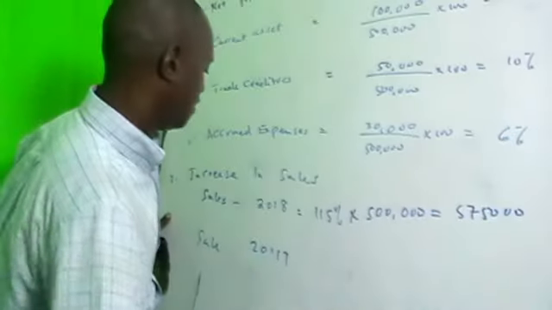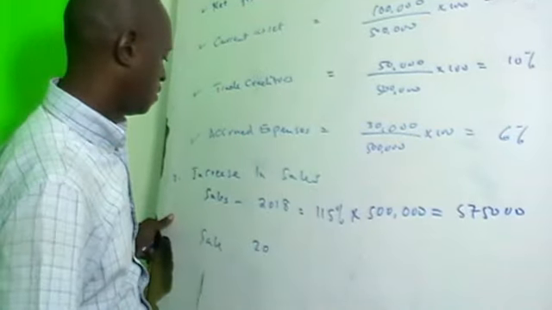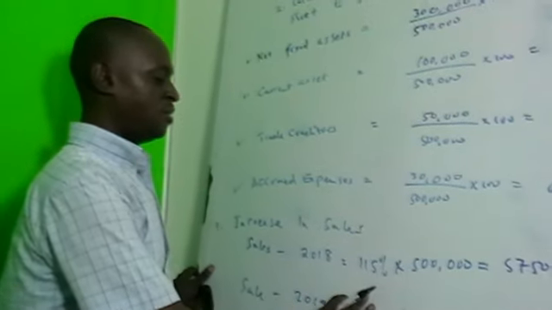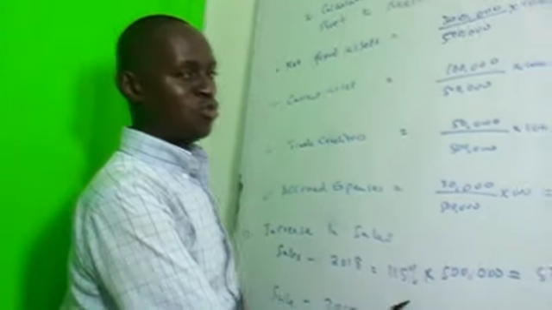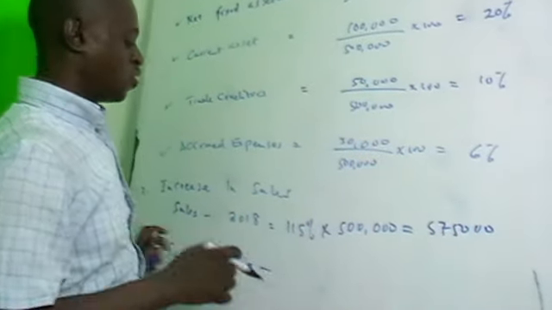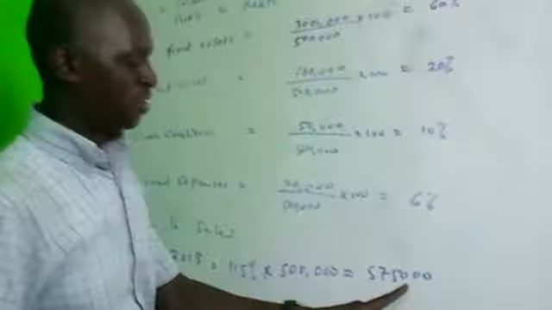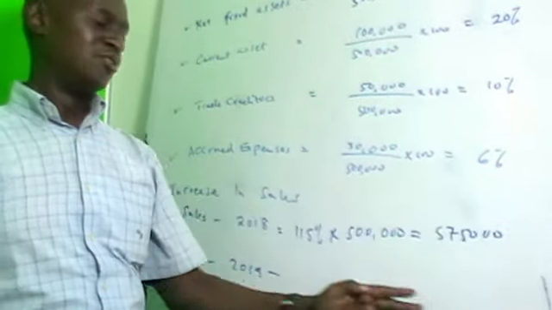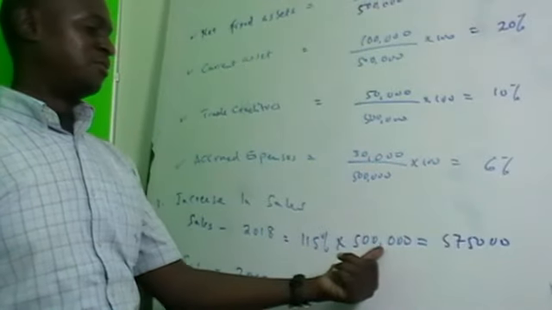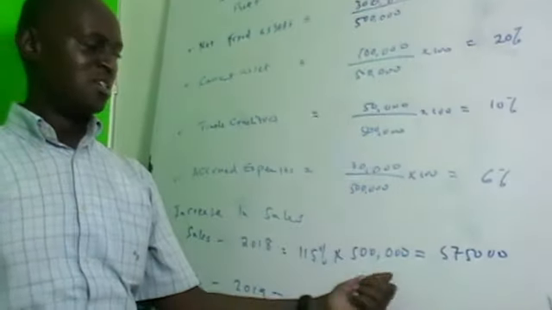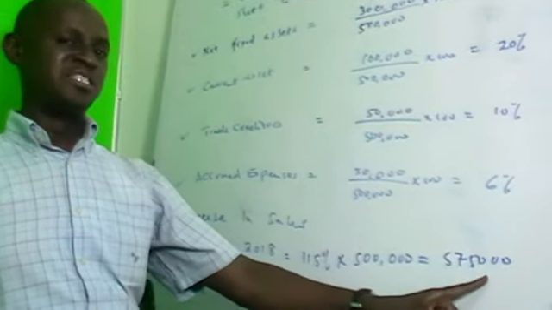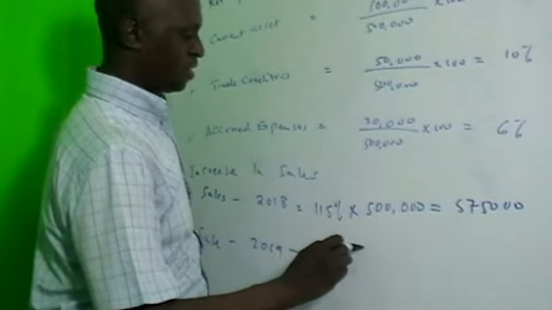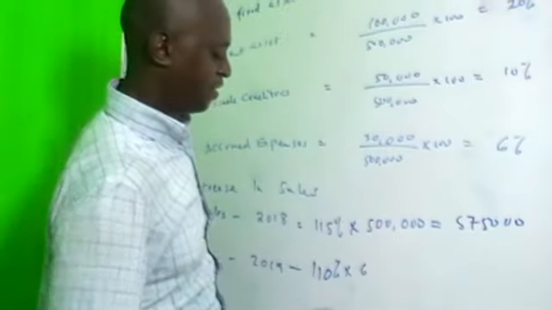Now we calculate sales for 2019. We are told that for 2019 they are going to increase by 10%. So it is 10% after 2018. Don't use the 2017 figure here. You use the 2018 one. So we have here 110% times 575.